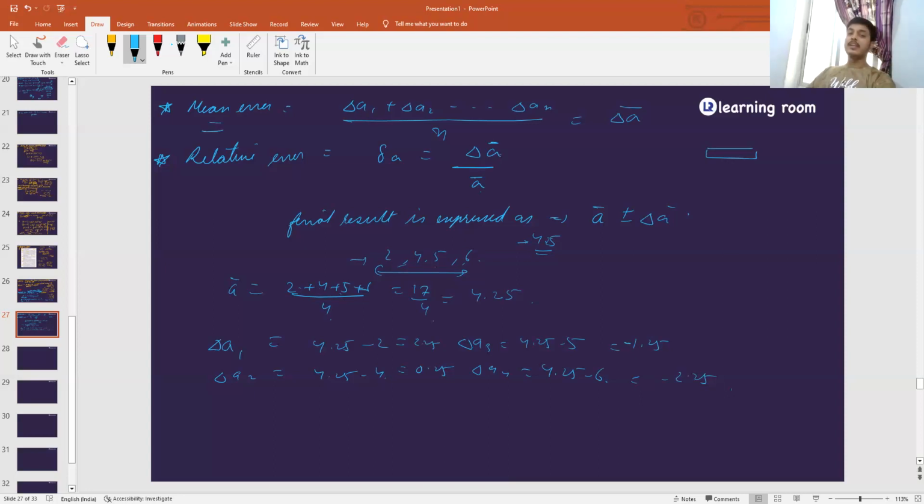You have to find the mean error. Okay, one more thing. In mean error, we don't take the negative values. Put the mod sign there. We take the mod, we take the positive values only. Okay, so we'll find the mean error, delta A bar.